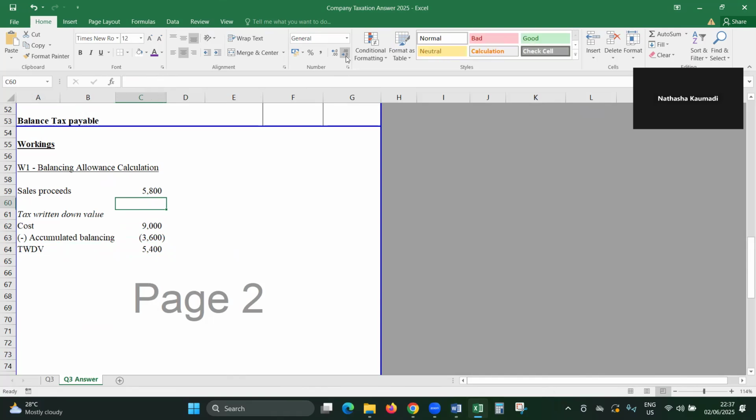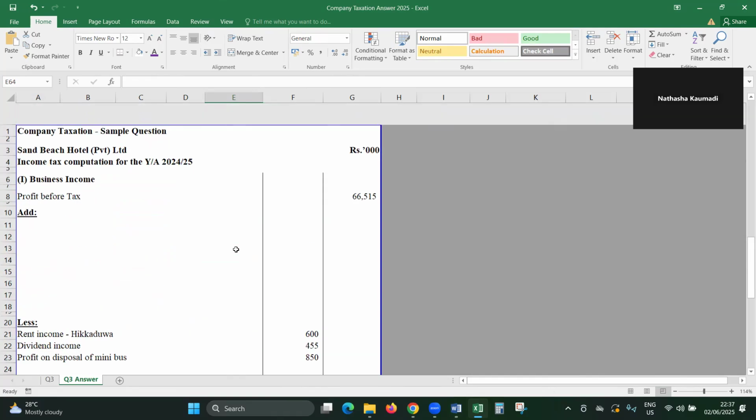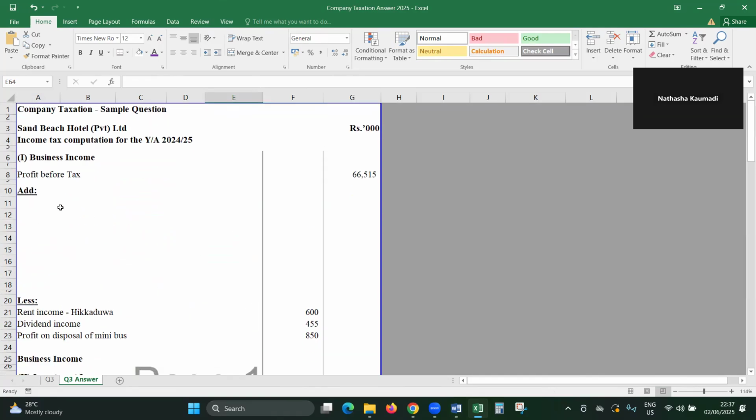But now how much is the sales proceeds? 5,800. In that case, how much is the gain as per taxation? 5,800 minus 5,400, 400 rupees. This is the taxation gain. Taxation wise gain 400. You call it balancing allowance. Now, you have removed the accounting profit 850 and you are adding the balancing allowance. Taxation profit on disposal 400.